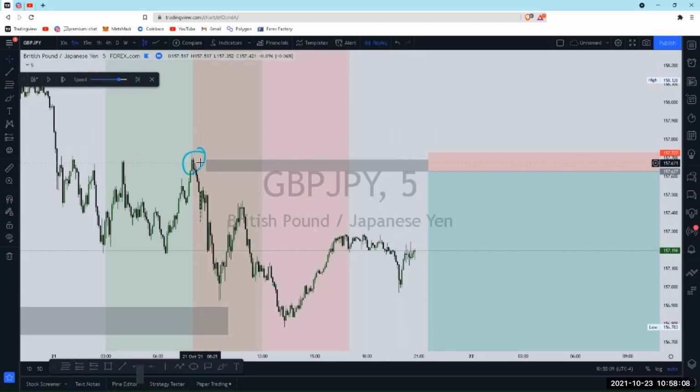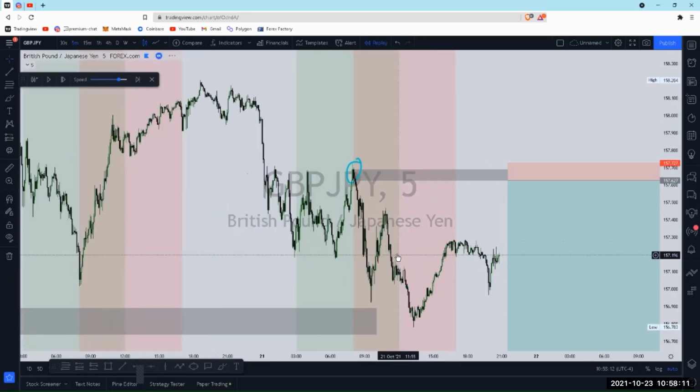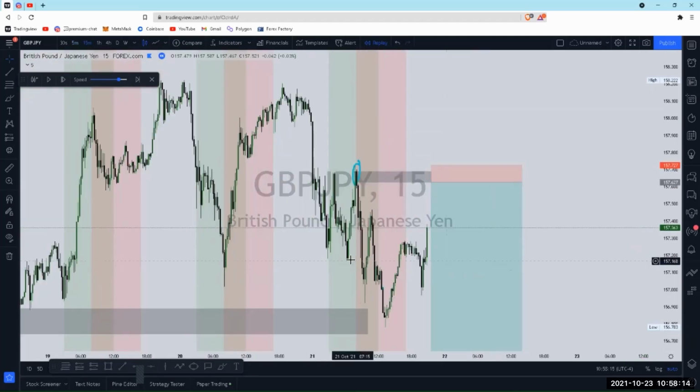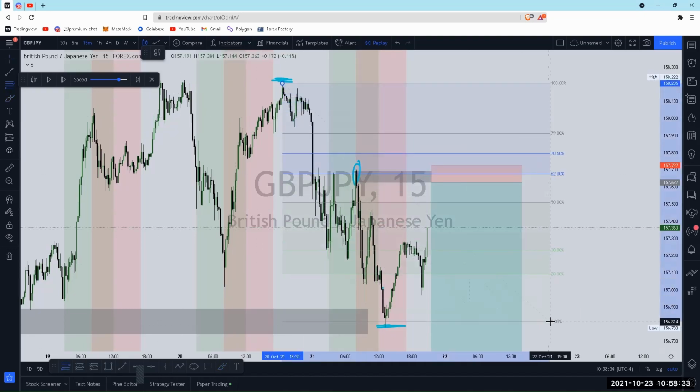This is my 5-minute point of interest. And you want to find your current dealing range. So this is the high up here at $158.21, and this is the low at $156.80. You want to get your Fibonacci tool and measure your price swing, right?